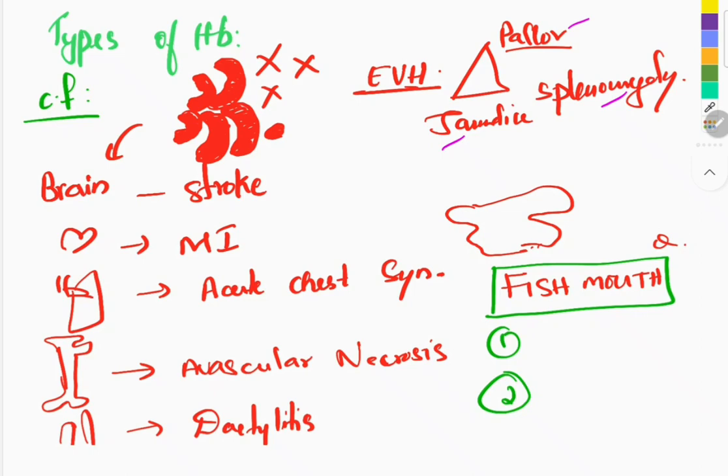You will say, sir, it is seen in two conditions. One is sickle cell anemia, which you're learning about right now. Second, it is also seen in osteoporosis. You got full marks here. Another question the examiner asks you: now tell me, where can you see fish mouth heart valve?